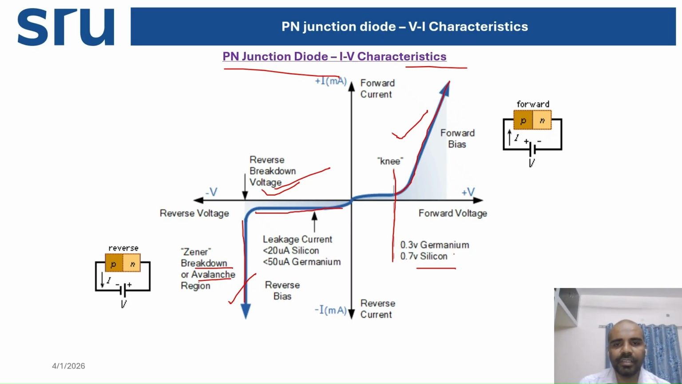Okay, so this is the IV characteristic of a PN junction diode. This curve is for forward bias condition and this curve is for reverse bias condition of a PN junction diode. In total, it is called the IV characteristic of a PN junction diode. Did you get it?